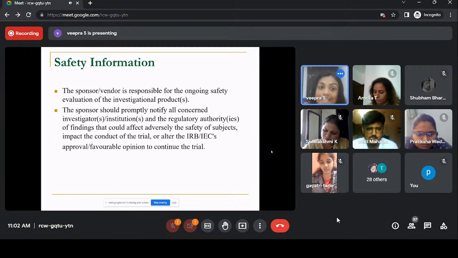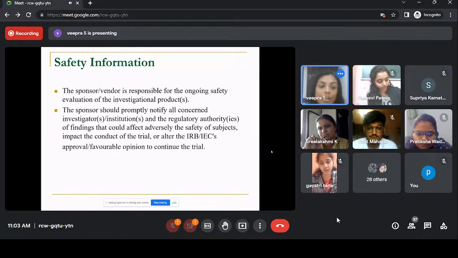Then what is next? Safety information. In case of any safety-related issues, our sponsor will get the information. So how will the sponsor get the safety-related information? Who will inform the sponsor that for a particular subject some event happened? The investigator. For any subject where any issue happens, the investigator under whom the subject belongs will inform the sponsor and the corresponding authority about this.